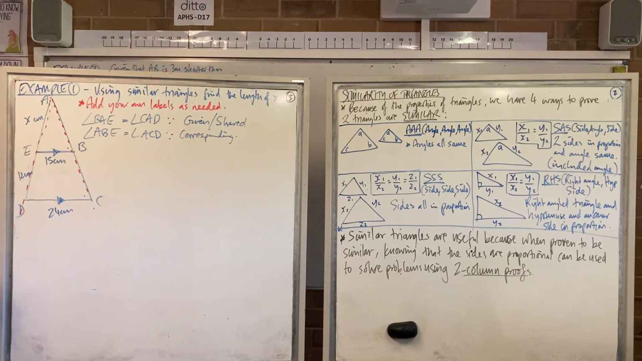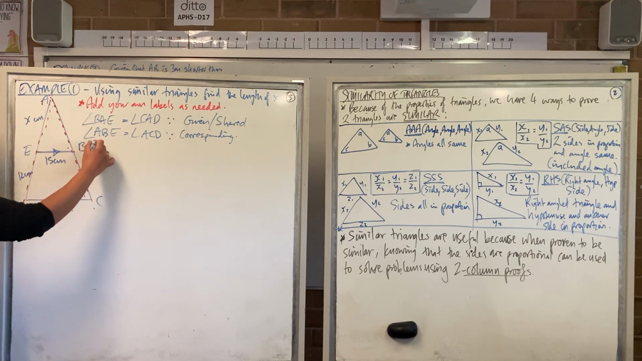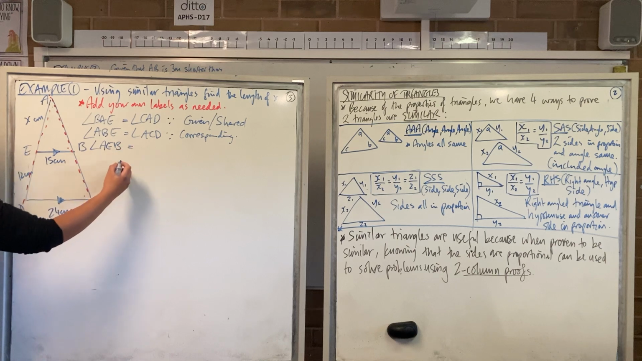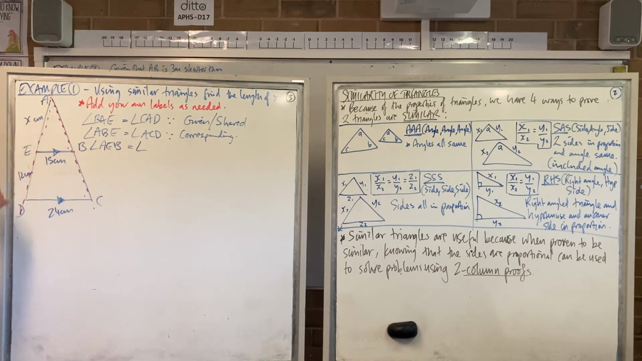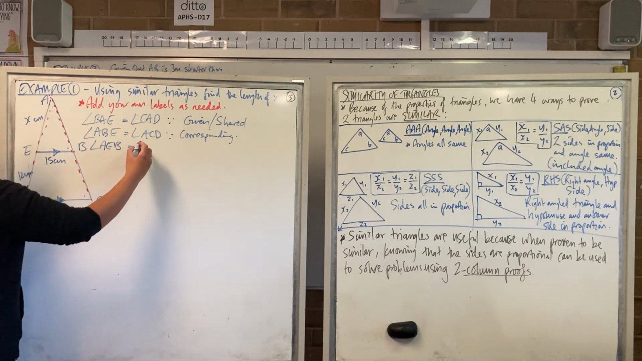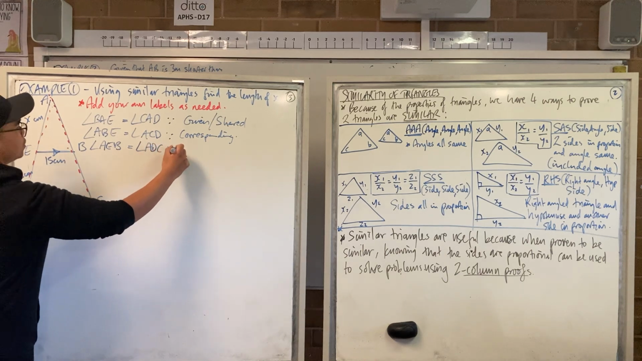My little lawyer self here, I'm trying to argue angle, angle, angle. Have I proven angle, angle, angle yet? No. I've only done two. So I need to prove this one too. I've used the same argument. Angle AEB is equal to angle, what? How do I say that? ADC because corresponding.